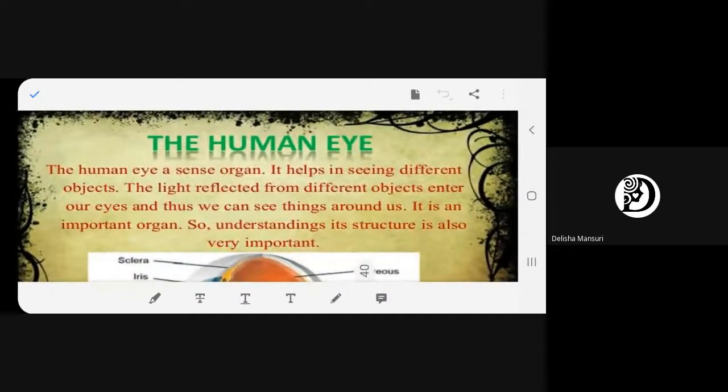Now, how can we see? What is the eye made up of? This is an important criterion. We have to learn about the eye as well: how the things which are reflected get into the lens of our eye and how we perceive. How can we see things? Let's see one by one. Now, we'll talk about the human eye. Please go through it, Peter.